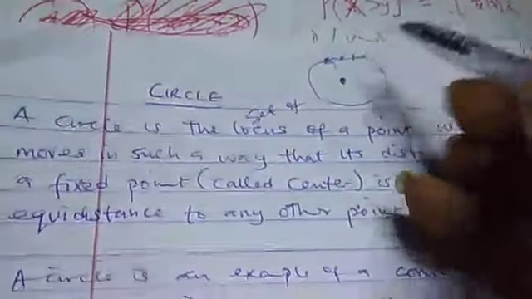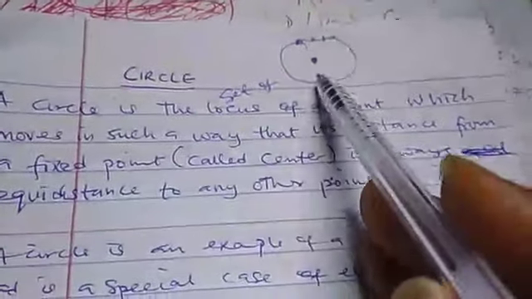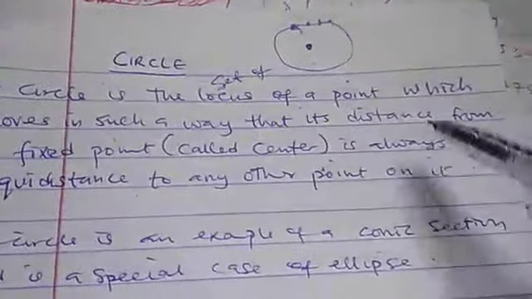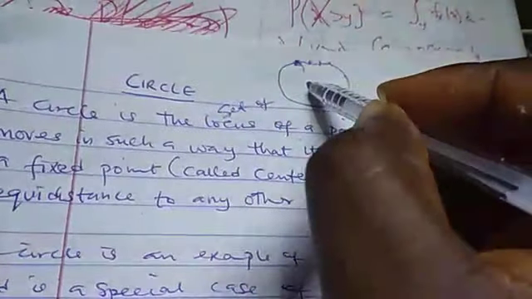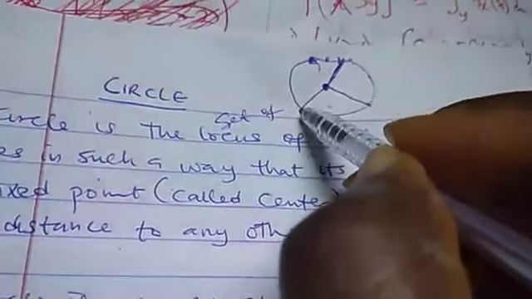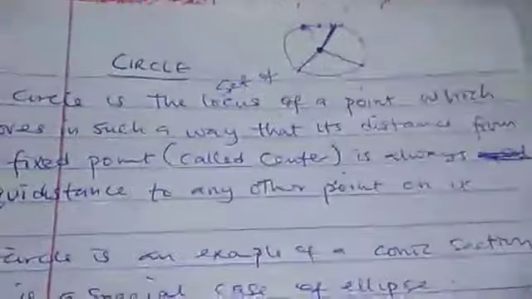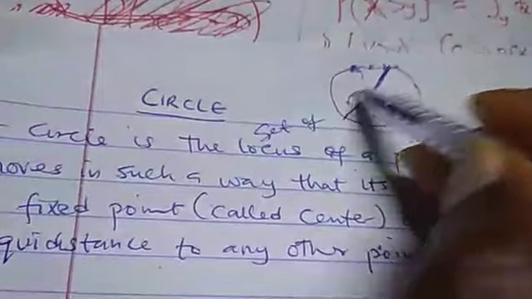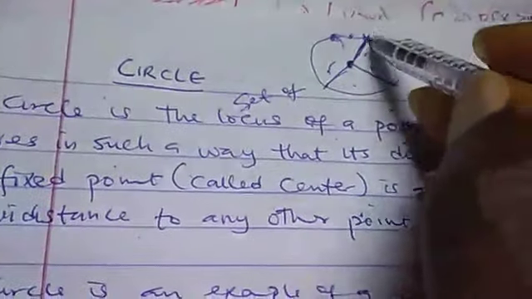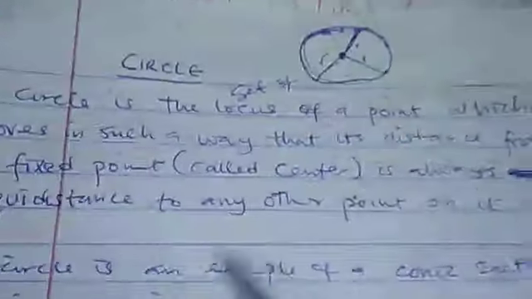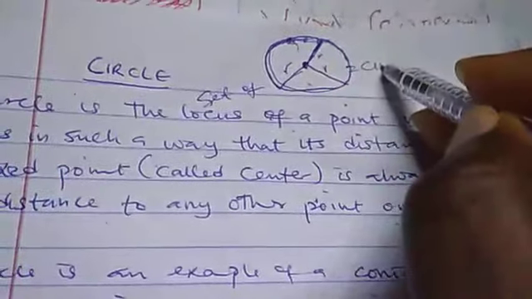This is a set of points that are moving. It moves in such a way that its distance from a fixed point is always equidistant to any other point on it. The distance from this place to this place, or from this place to this place, is always equal to each other. That is what they mean by equidistant to each other. And this distance is what we mean by radius of the circle. And all these points, which is called any other point, we call it circumference of the circle.